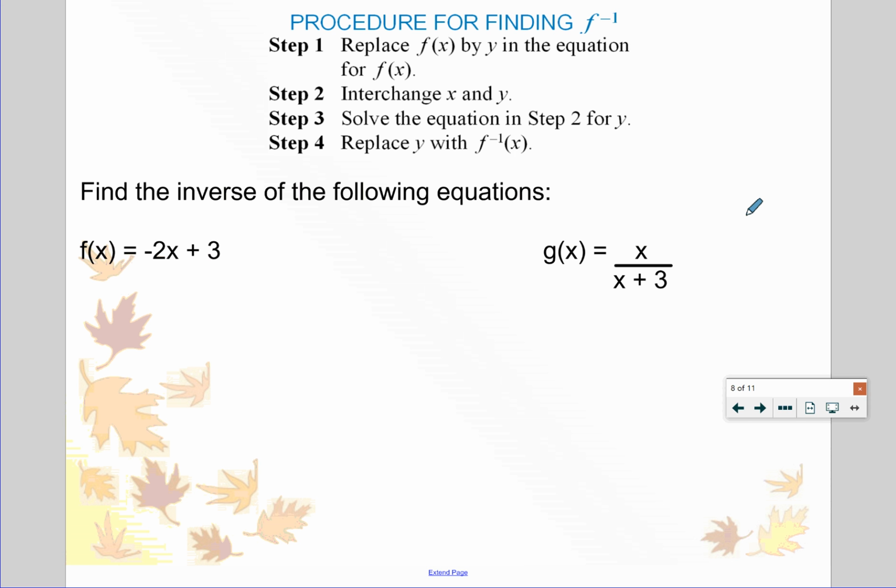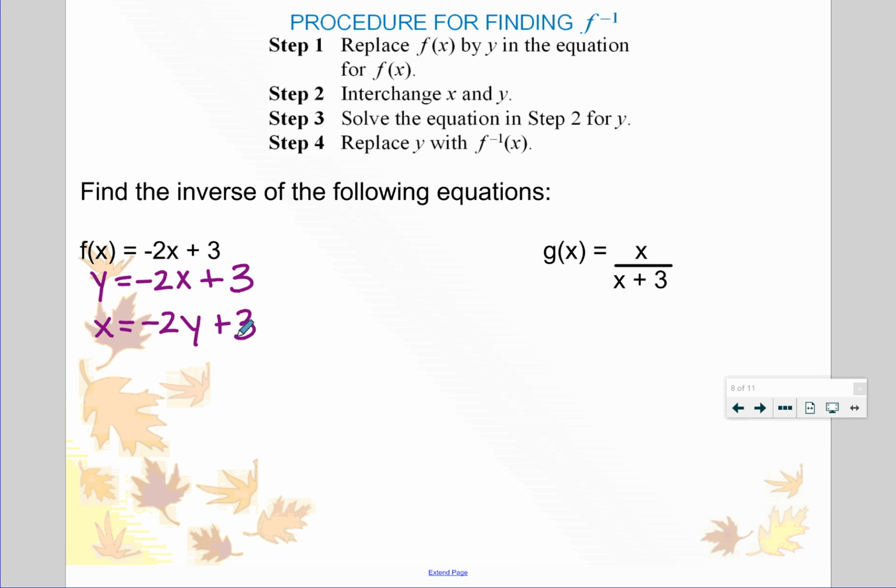So we'll start with a linear one. F of x equals negative 2x plus 3. I'm going to start by, instead of f of x, thinking of it like a y. So y equals negative 2x plus 3. That's the first step. Second step, switch the x and y. Y becomes x, x becomes y. So x equals negative 2y plus 3.